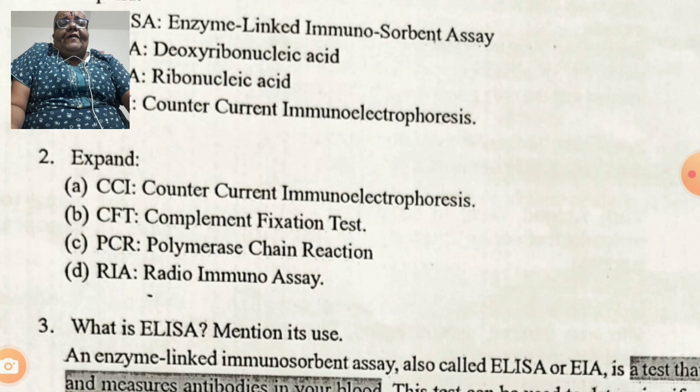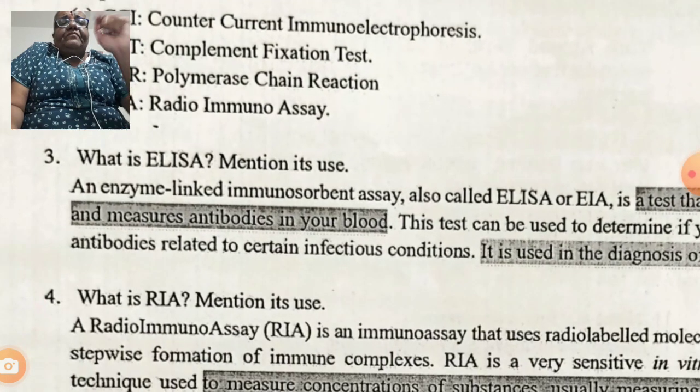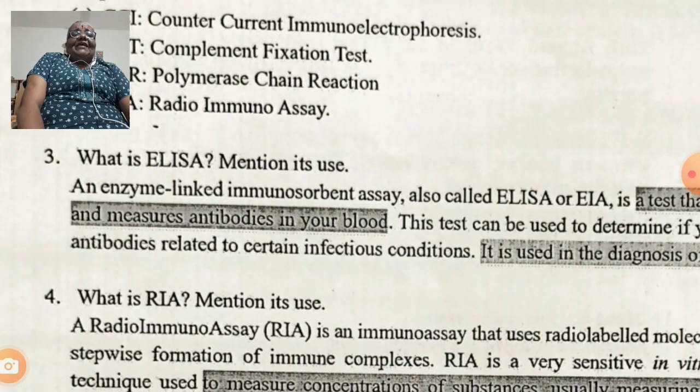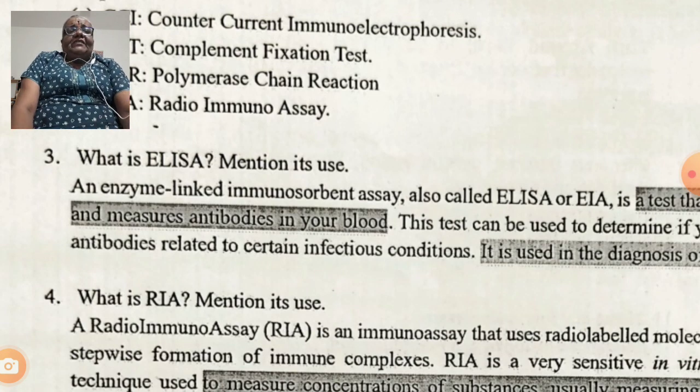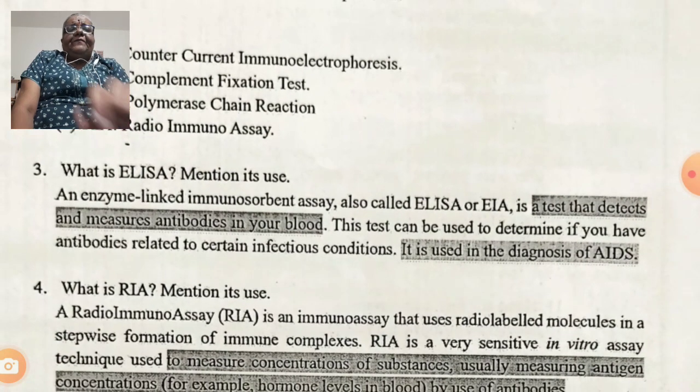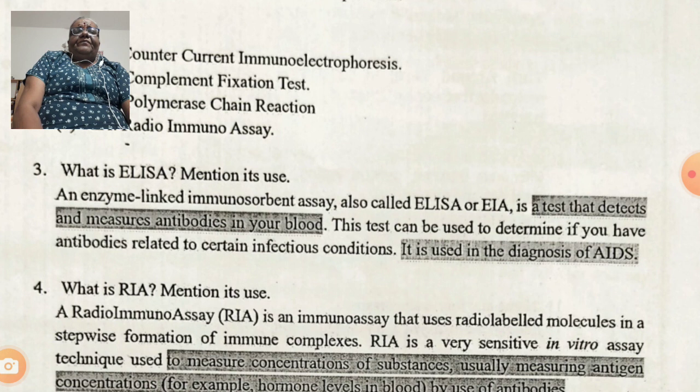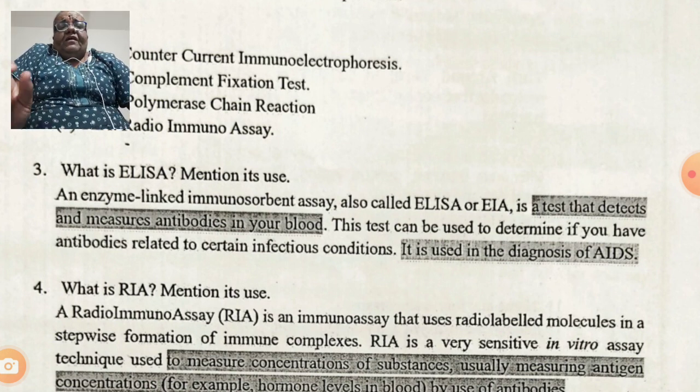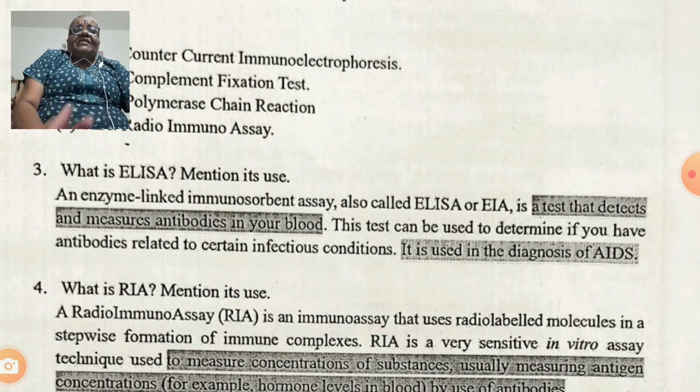Now let us see the third question. What is ELISA? Mention its use. For your convenience, the answers are also provided in the question bank. As I told you, if it is asked for 2 marks, how are you going to attempt it? ELISA, first tell, this is an enzyme linked immunosorbent assay, abbreviated as ELISA or EIA.